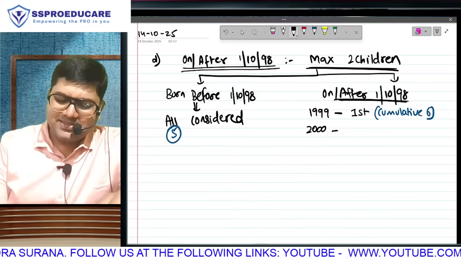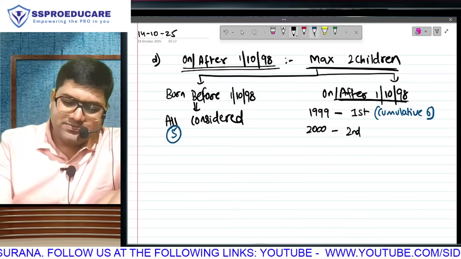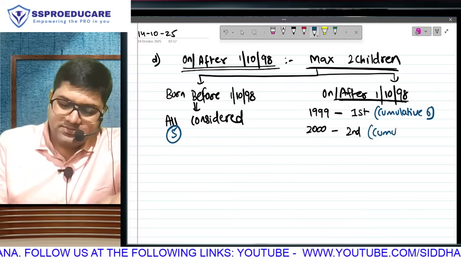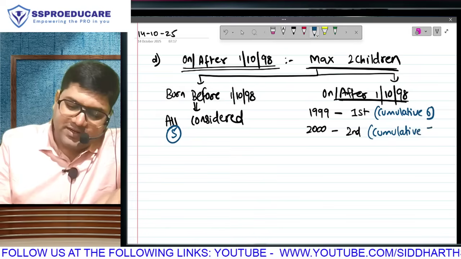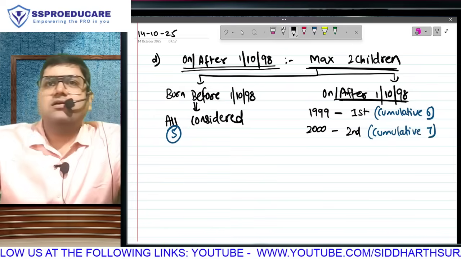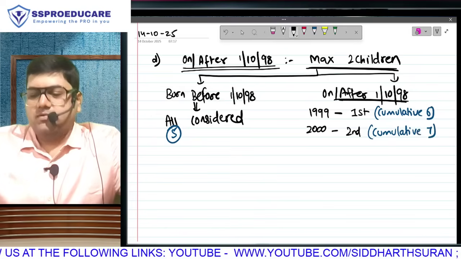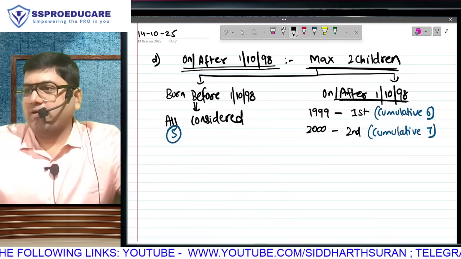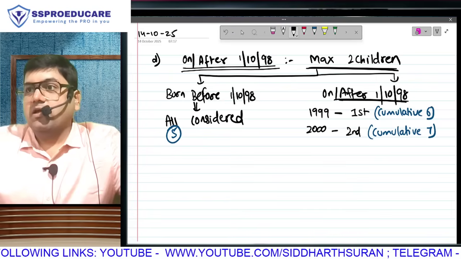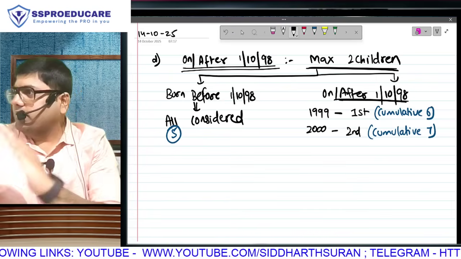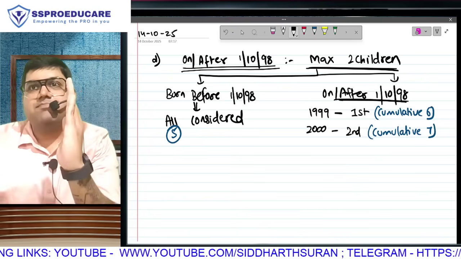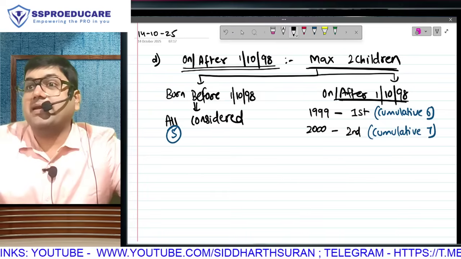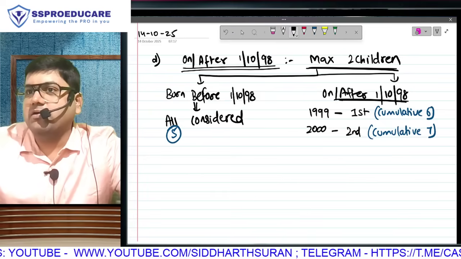Okay. He has his second child. Cumulative. So effectively, Vishwaraj is going to take tax benefit of 9 people, self, spouse, and 7 children. So born before 1st October, no restriction. All will be considered. But born on or after 1st October 1998, we will consider maximum 2 children.